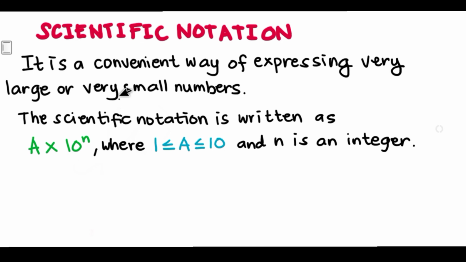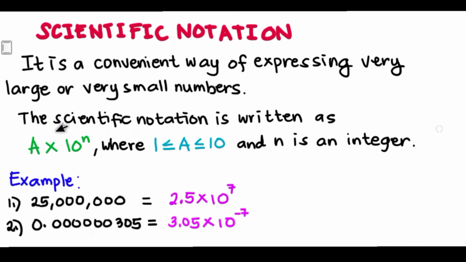So our lesson for today is scientific notation. Scientific notation is a convenient way of expressing very large or very small numbers. Magagamit natin yung scientific notation para maiksiin yung masyadong malaking number or masyadong maliit na number. The scientific notation is written as a times 10 raised to n, where yung a po ay dapat from 1 to 10 lang. And yung n ay dapat integer.